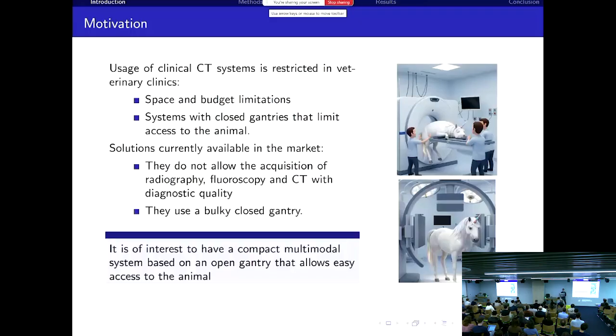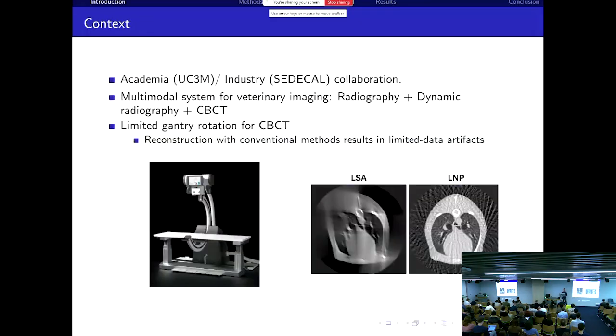However, currently available solutions do not really address all the needs required in veterinary clinics, and therefore it would be of interest to have a compact multimodal system that incorporates planar X-ray, fluoroscopy, and CT using an open gantry, so we can allow the veterinarian to access the animal. Currently, this is what we are doing at my university in Madrid in collaboration with the industry. We have developed a system that incorporates planar X-ray, fluoroscopy, and CT.